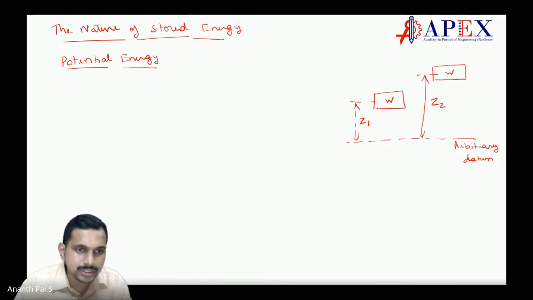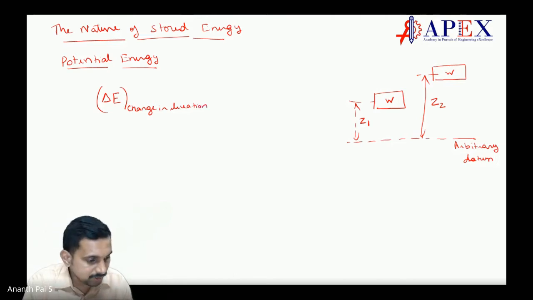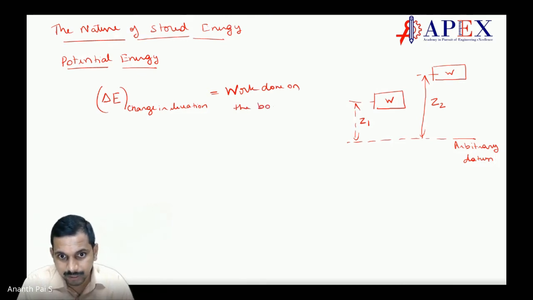Correct? How does it do? So if I say delta E is the stored energy because of change in elevation of the weight W, it is equal to the work done on the body, thinking that there is no heat transfer. If there is no heat transfer, that is equal to work done on the body. You can write the integration of F dz, whatever the change is.